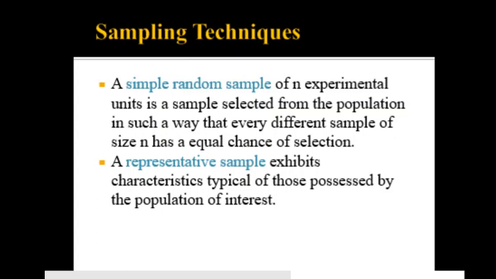A very common sampling technique is called a simple random sample. What that means is that each experimental unit in the population has an equal chance of being selected in the sample. So that gives us a representative sample.